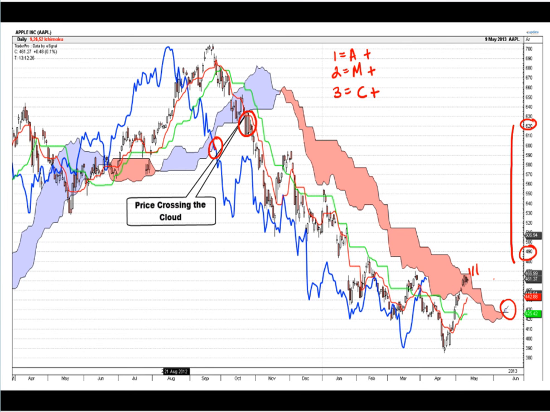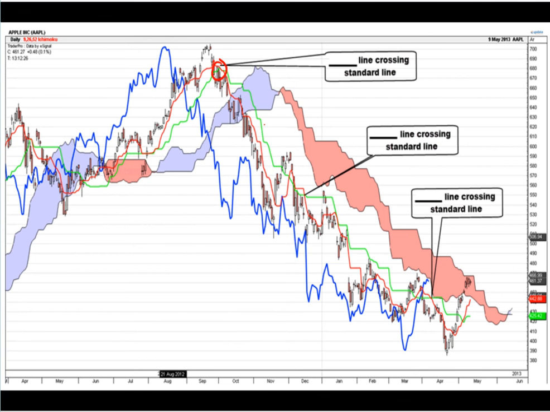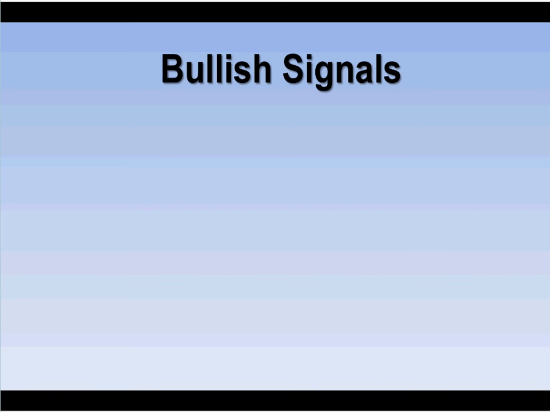Here are some other signals you can take: lagging line touching the cloud. There are some other faster signals you can use for scalping, when the turning line and the standard line crisscross. I don't really have enough time to get into all those because I don't want to be here for 3 hours, all right? So let's talk about bullish signals.